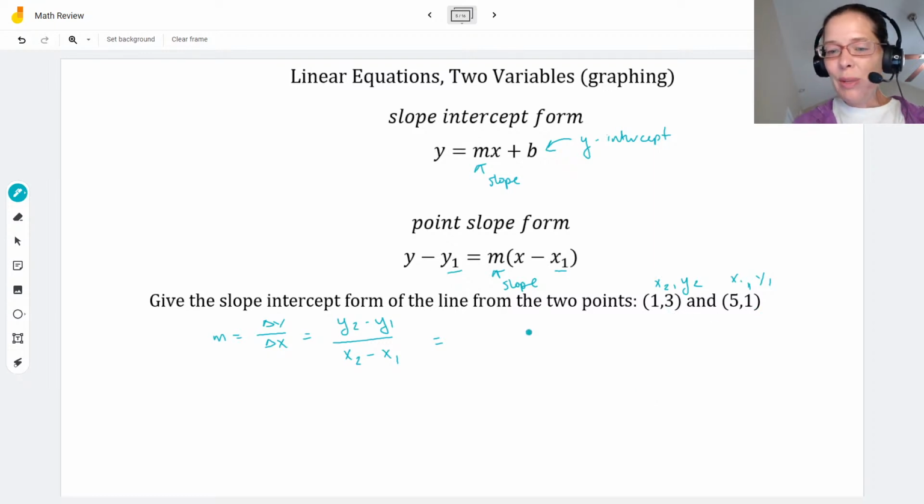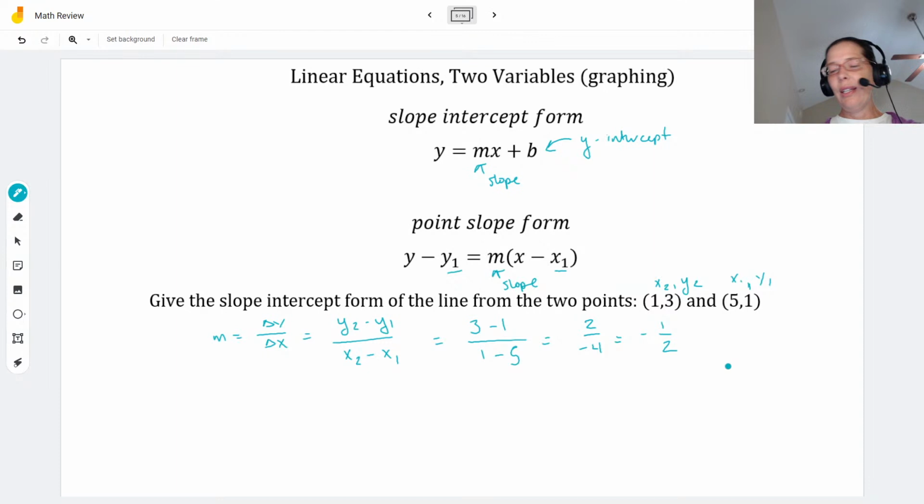Okay, so this means I'm going to do 3 minus 1, which is why I decided to make this one y2. And then I am going to take this over 1. Well, that's going to be negative anyway. Okay. So this is going to be 2 over negative 4, or we're going to have a slope of negative 1/2. So I didn't actually save myself a negative at all. Okay, so that is my slope.